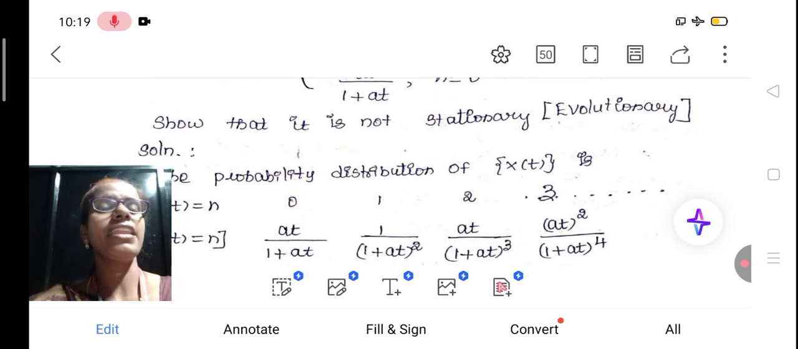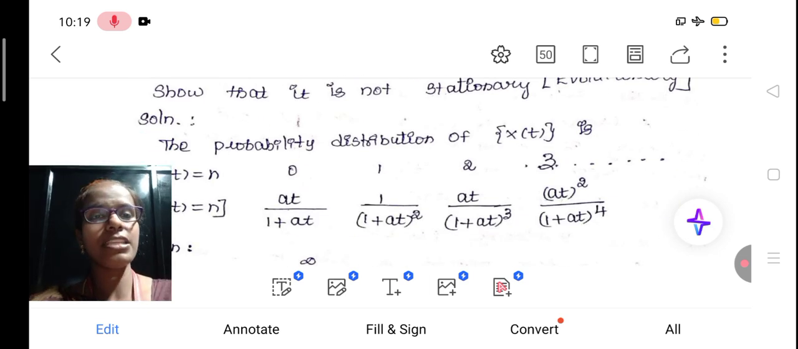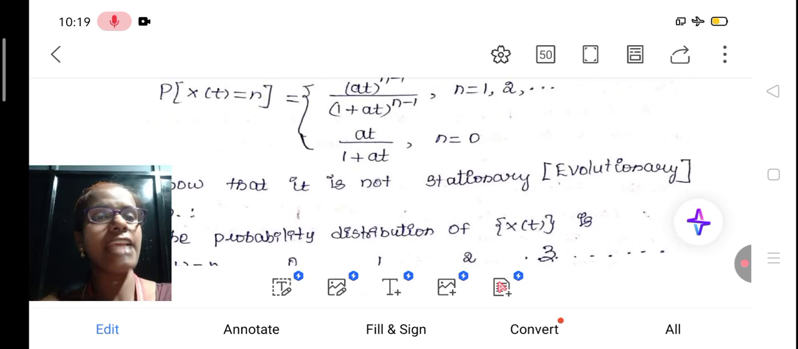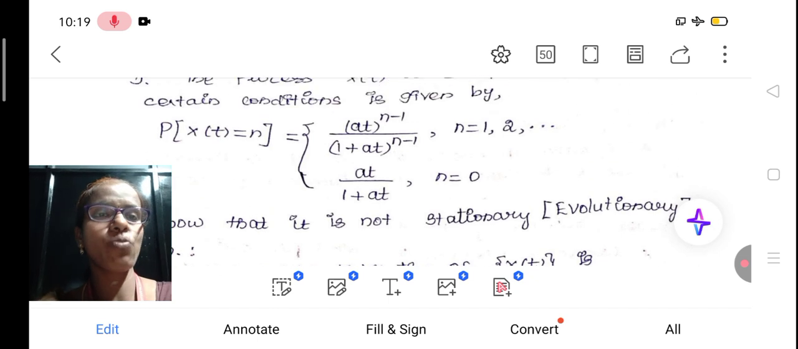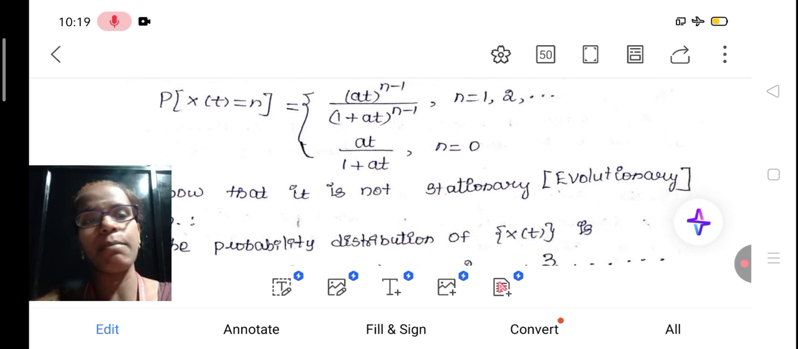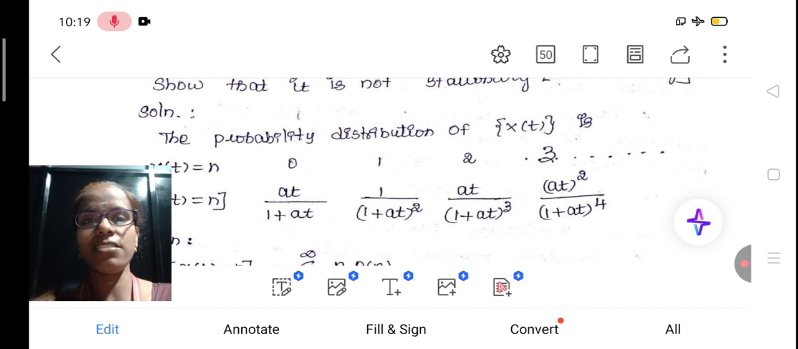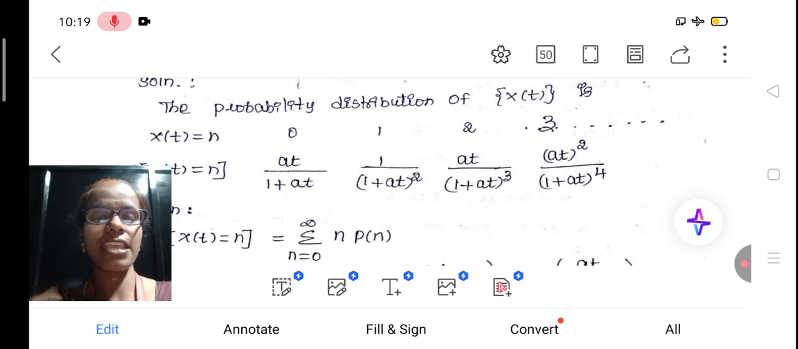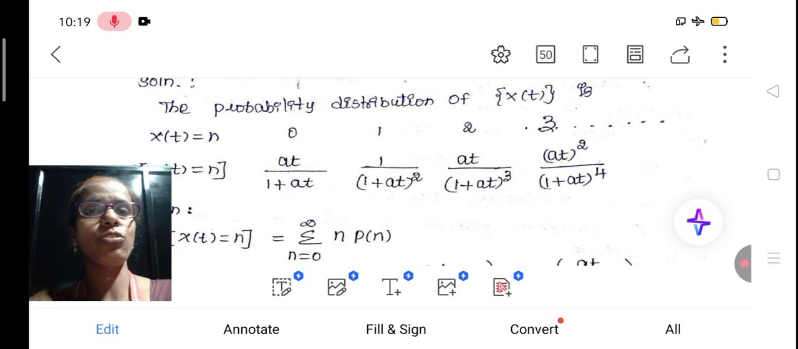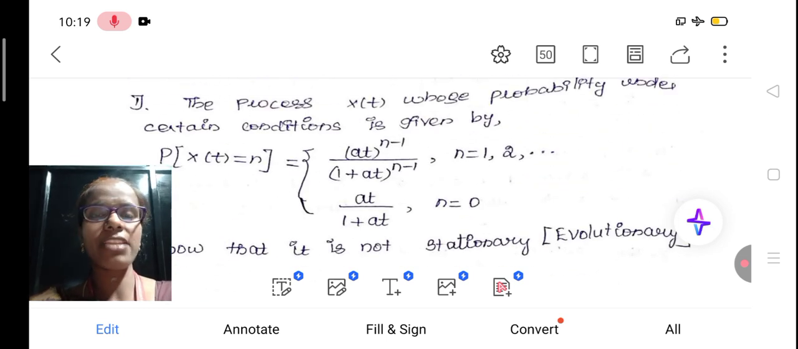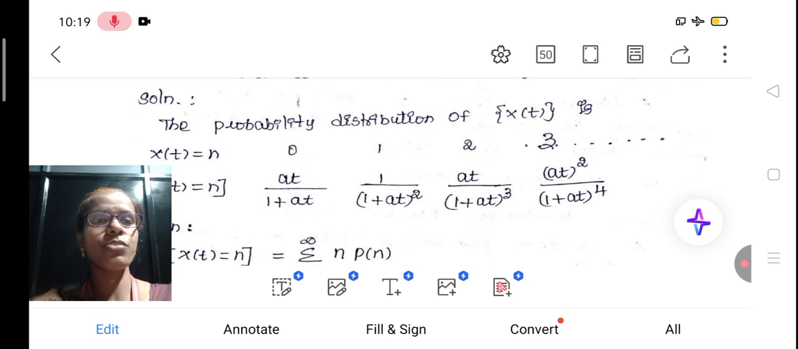And the next thing is 1 by (1 plus at) the whole square, and replace n as 2. In the numerator it is 2 minus 1, which is 1. In the denominator actually it is n plus 1, so 2 plus 1 is 3. And see the third case, n equal to 3, means 3 minus 1 is 2 and 3 plus 1 is 4.